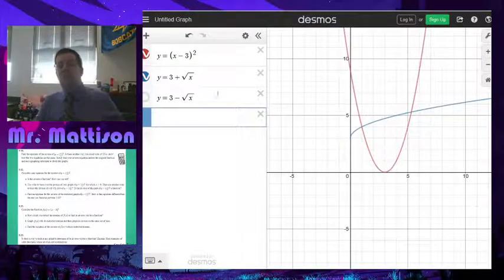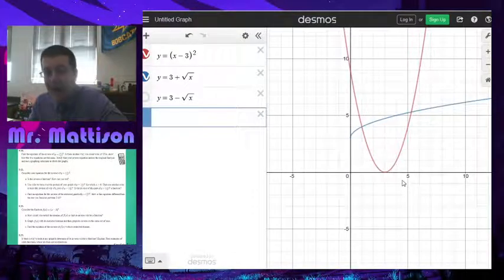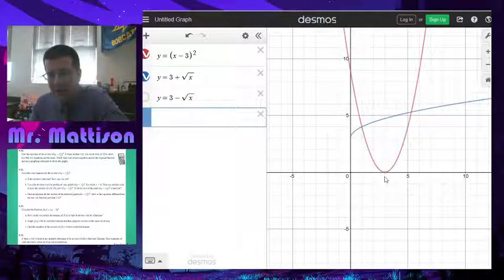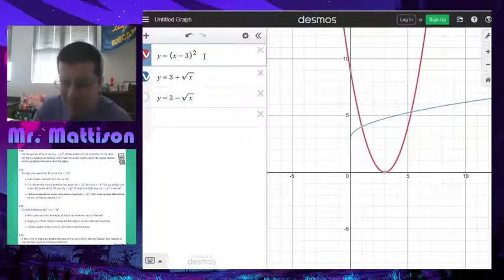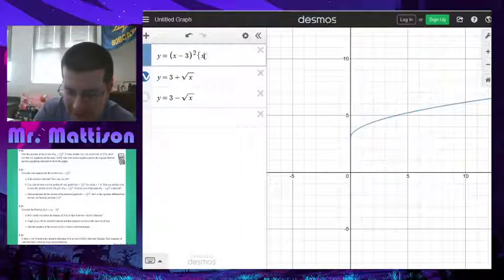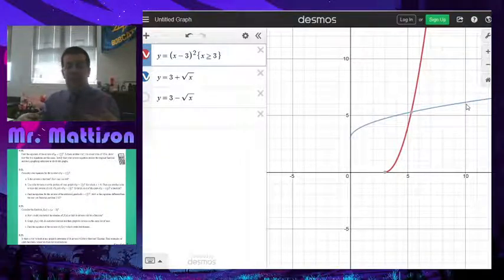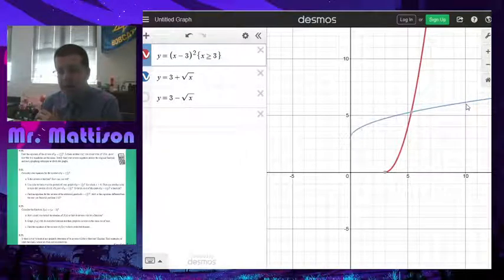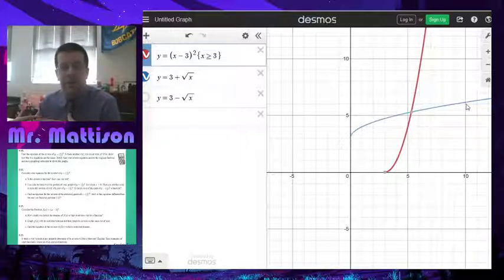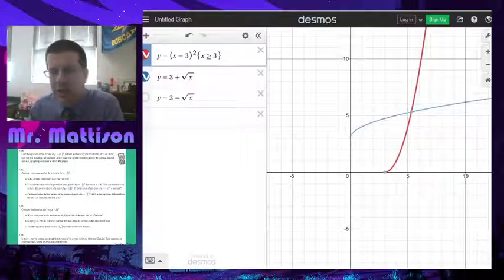So I need to restrict my domain here. Now I only want to see it from here and to the right. So that's 3 and greater. So I need to restrict my domain to values of x that are greater than or equal to positive 3. And there, now I have those inverses, right? My blue graph is an inverse of my red graph, and they are both functions. They both pass that vertical line test. Awesome, that's what we were looking for.